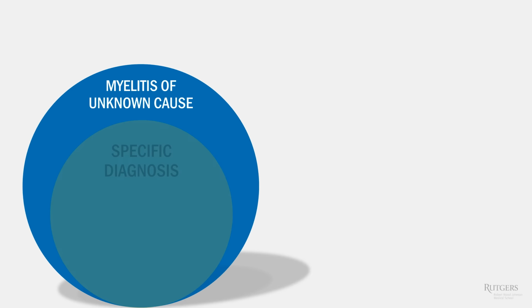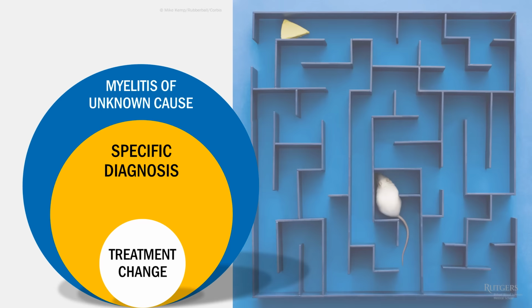Well, if you subject patients with myelitis of unknown cause to this workup, you'll get the diagnosis in over 2/3. Which actually translates into a meaningful treatment change in a quarter. So the moral of the story is don't give up when the going gets tough.